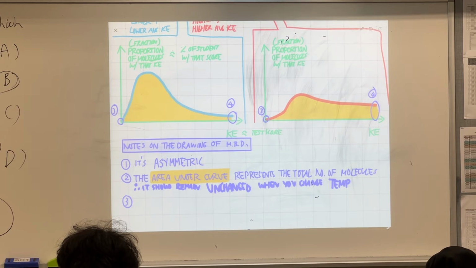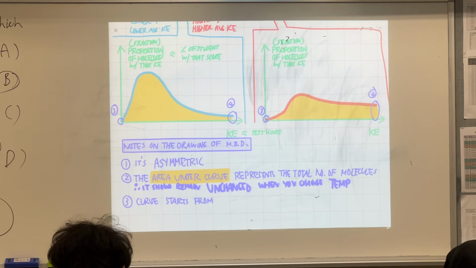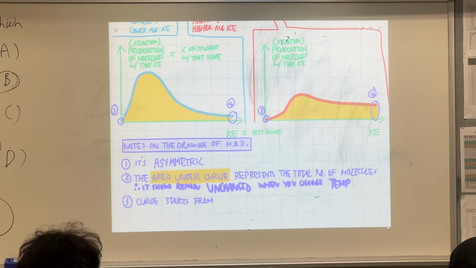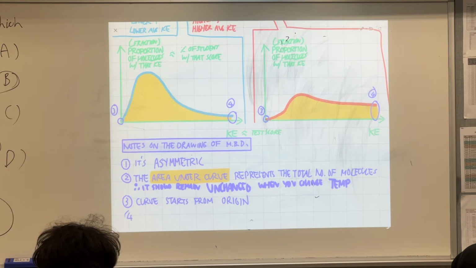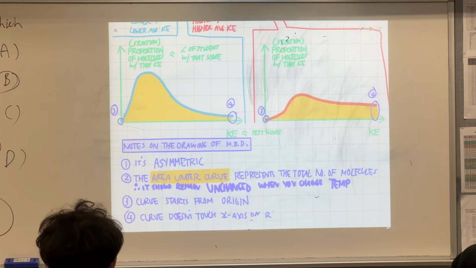So the third point is that the curve starts from origin. But does it touch the x-axis on the right? No, it doesn't. So make sure you don't let the graph touch the x-axis on the right. It touches the x-axis on the left, but not on the right. Okay? So starts from origin. And point number 4, the curve doesn't touch the x-axis on the right hand side.